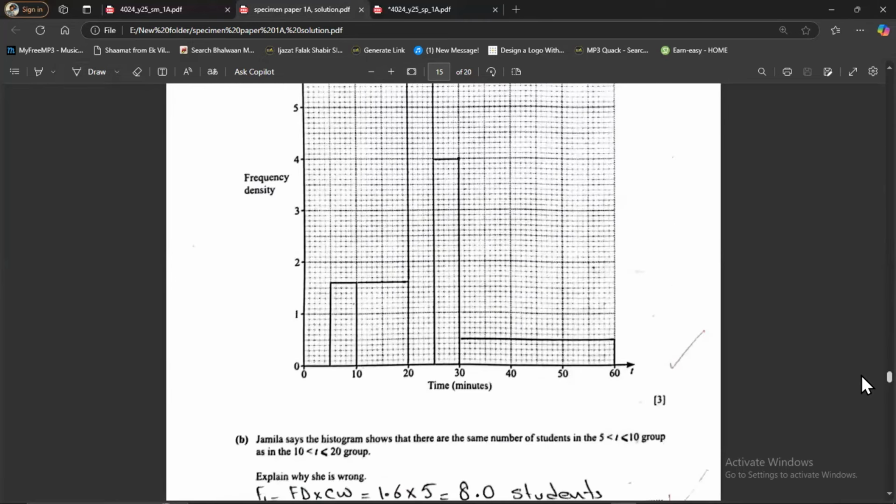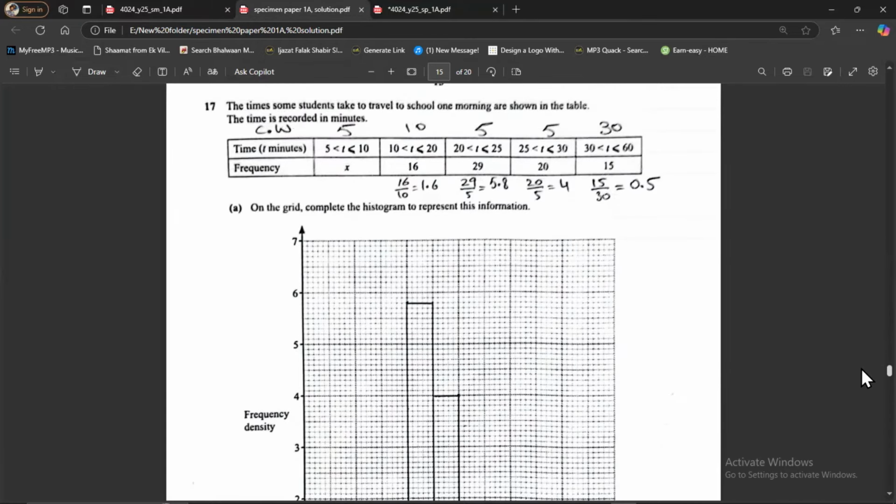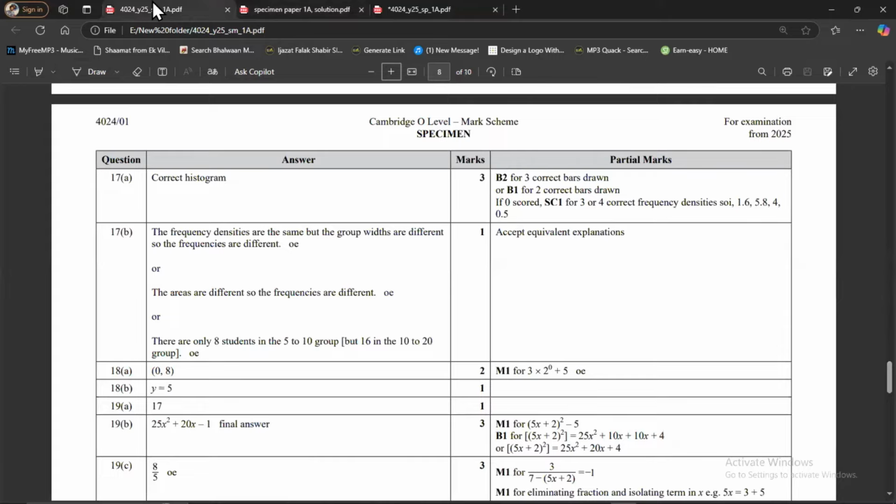So I have drawn this histogram. I have found the frequency densities of each class, and then I have drawn this histogram. I hope you understand how we find the frequency density of each class. The frequency density is represented on the y-axis. The time is represented on the x-axis. Okay, so hopefully you understand this. Let's check the marking scheme. Question number 17. It says correct histogram.